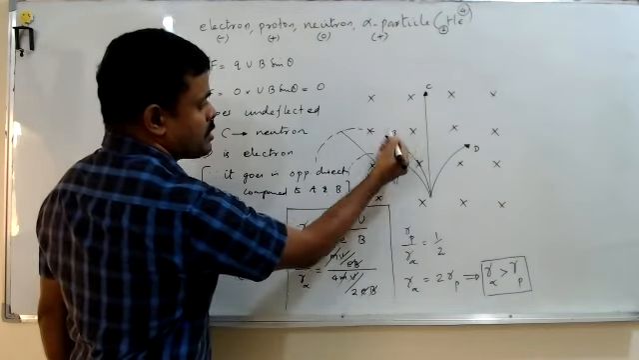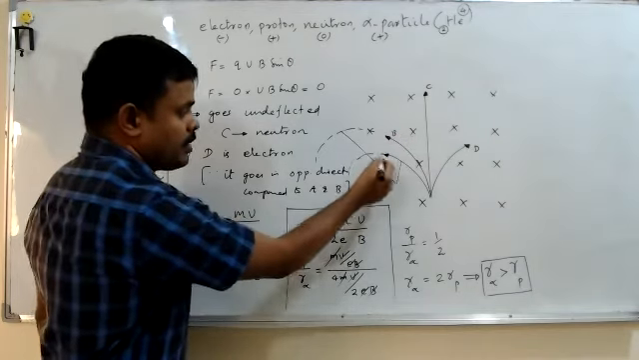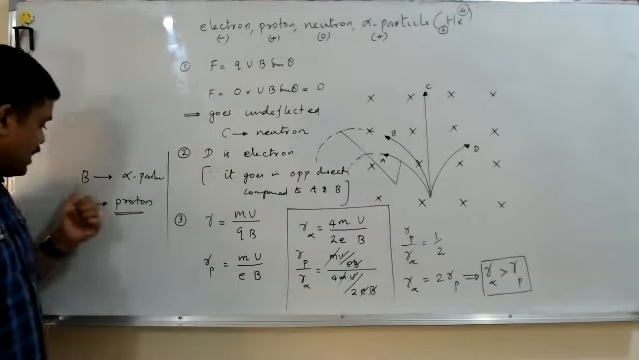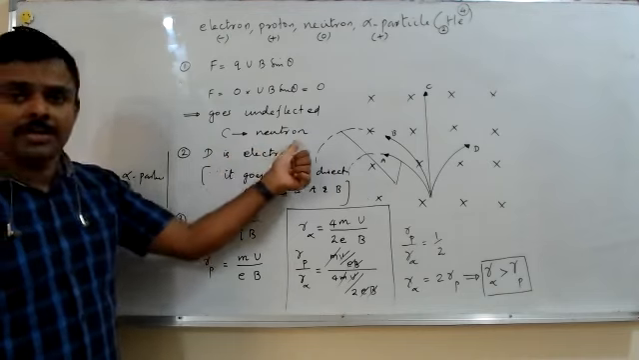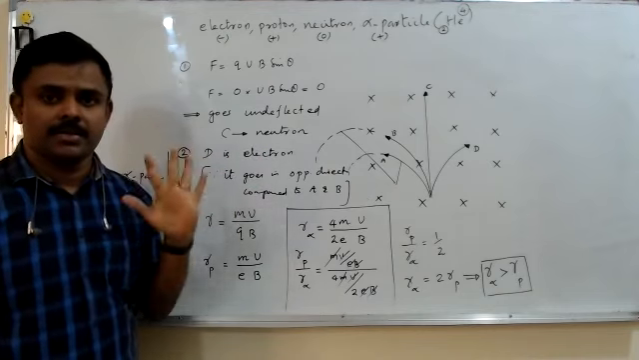So that means B must belong to alpha. A must belong to proton. So A must be proton, B must be alpha, C must be neutron, and then D is electron. Okay.